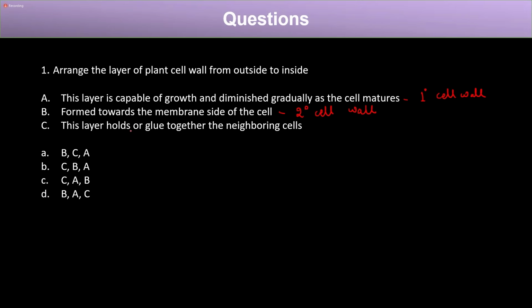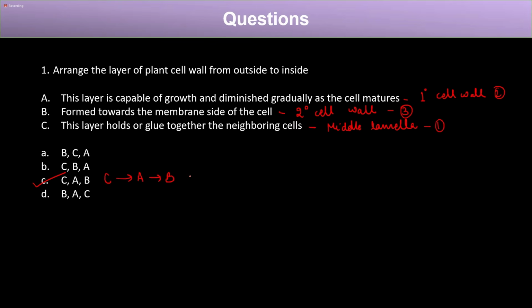Now the third: this layer holds or glues together two neighboring cells. This is the middle lamella, a cementing layer. If you arrange these from outside to inside, the outermost will be the middle lamella, then next to it the primary cell wall, and the innermost will be the secondary cell wall. So what will be the correct answer? It will be first C, then A, then B. So the correct answer will be C to A to B.